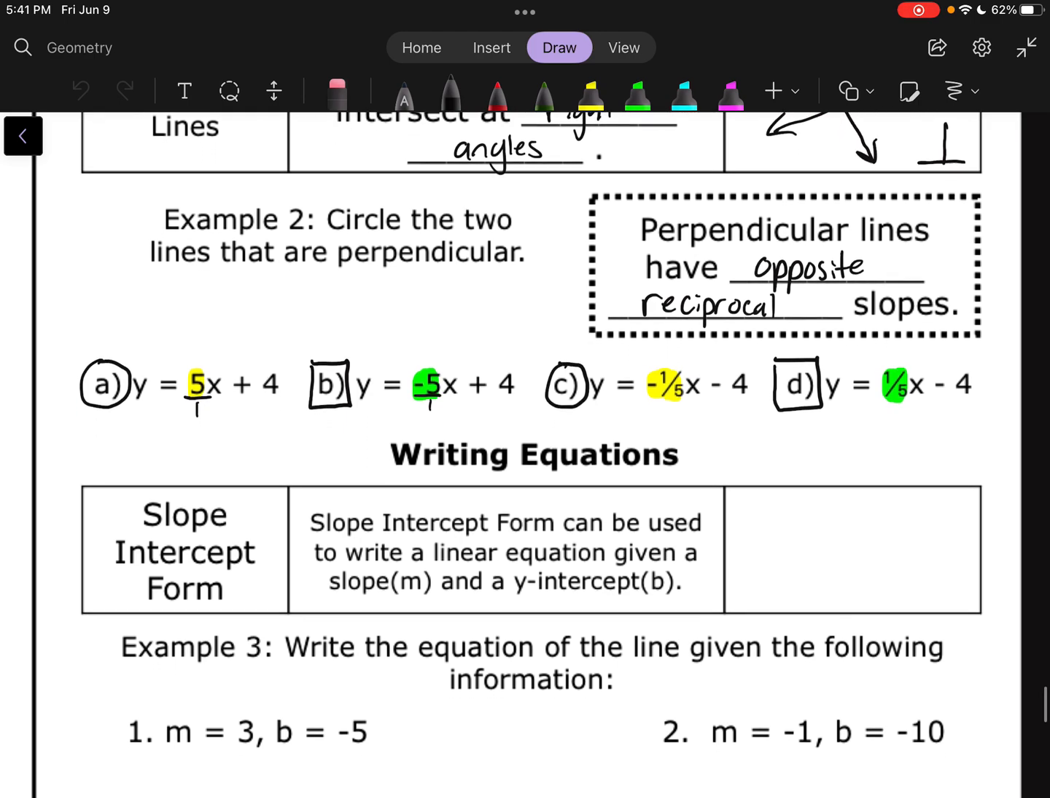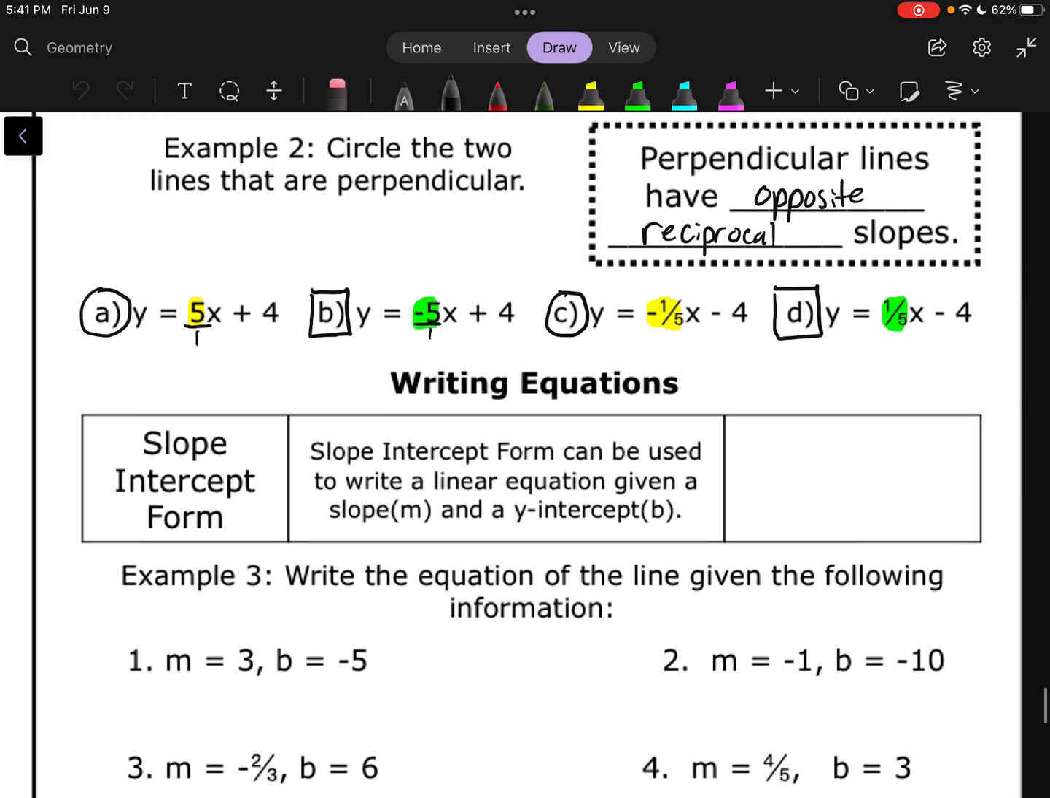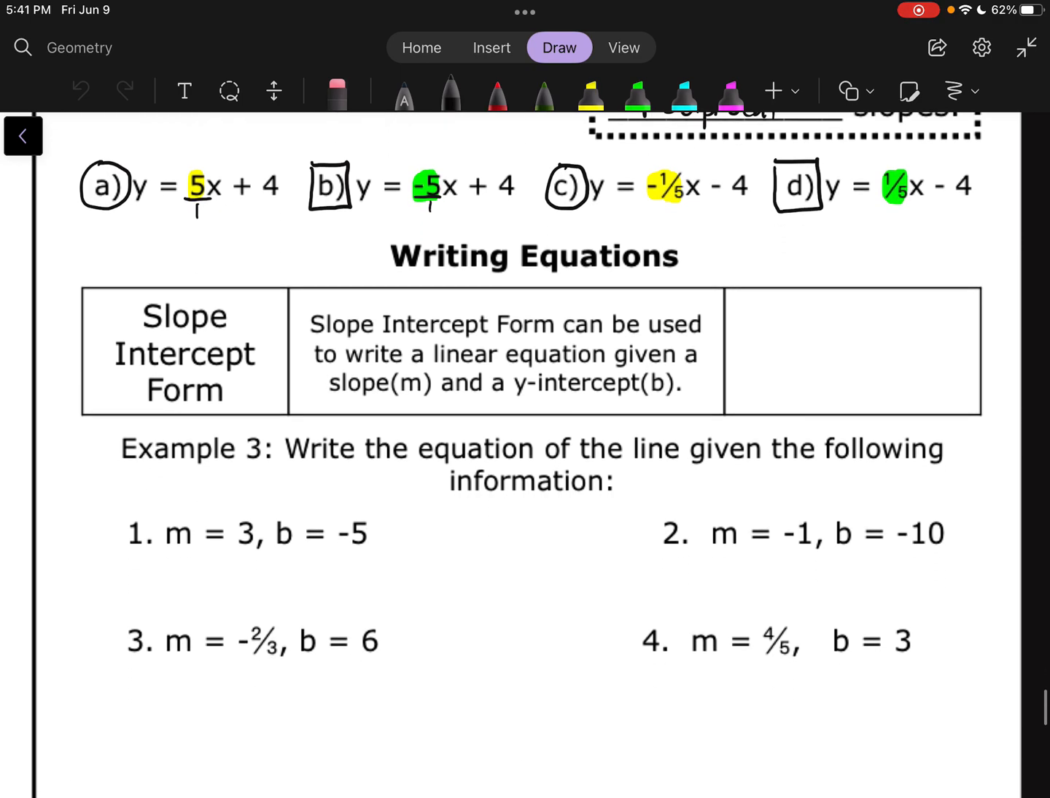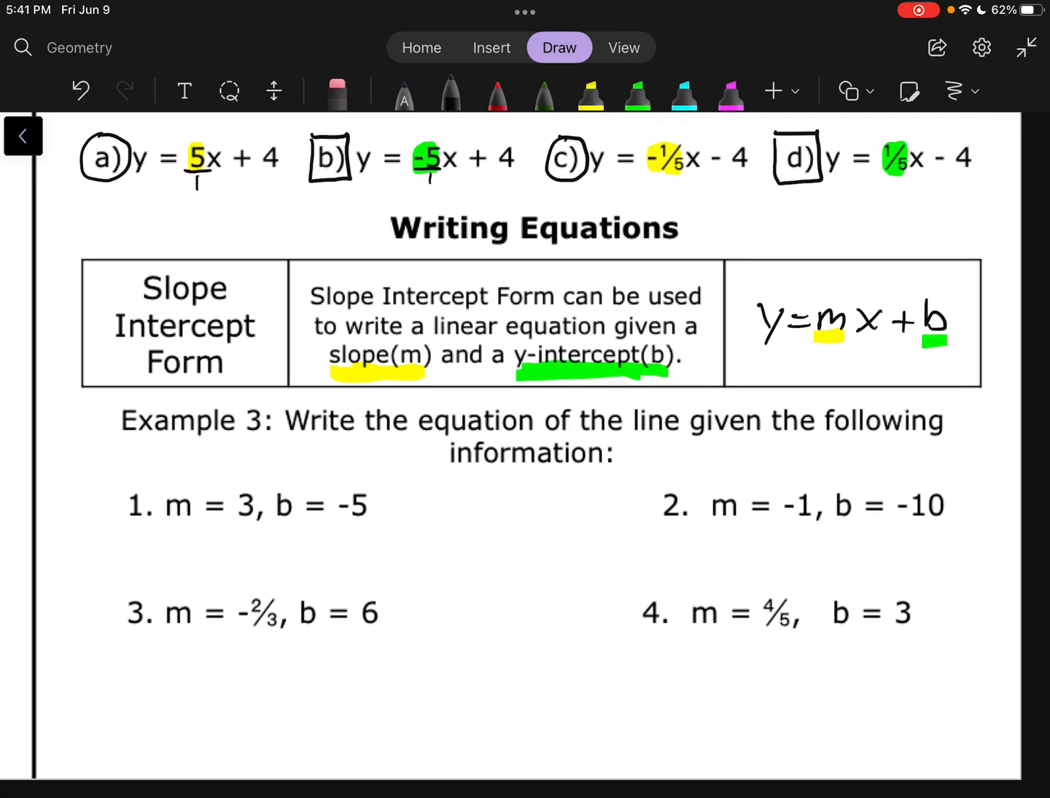All right, so we know how the slopes work here for parallel and perpendicular. Now let's talk about writing some equations. To write an equation in slope-intercept form, you need to be given a slope and a y-intercept. And that is in the form y equals mx plus b, where m is the slope and b is the y-intercept. So example 3 here just wants us to write the equation of a line given the following information. And let's just plug that stuff in.